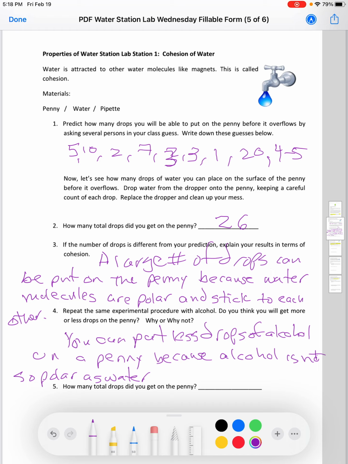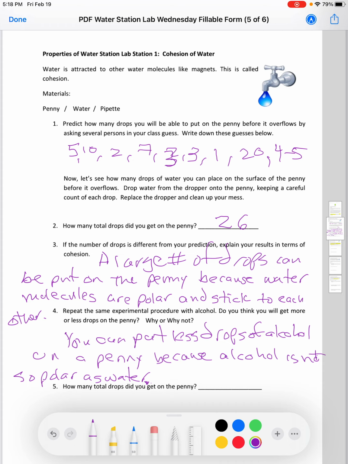There is some polarity in the alcohol, but there's also some methyl and methylene groups, some carbon and hydrogen groups, so named, that themselves are held together only by dispersion forces, which are much weaker than hydrogen bonds, if you remember from our lecture material. So you can put fewer drops of alcohol on a penny because alcohol is not so polar as water and therefore doesn't form as many hydrogen bonds.